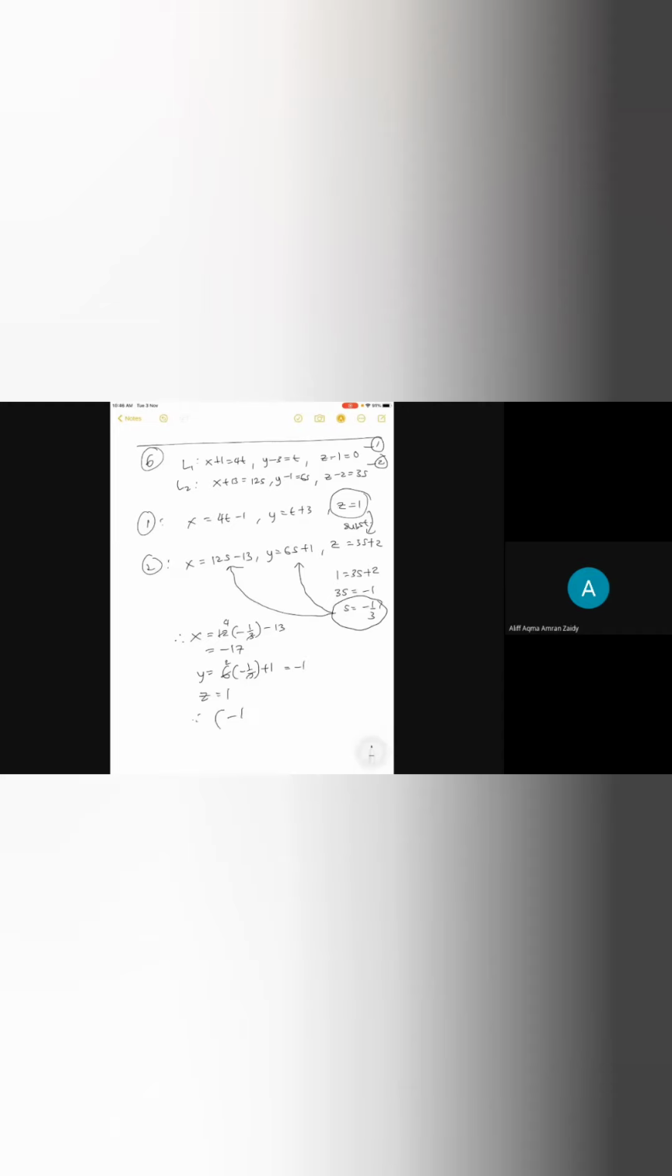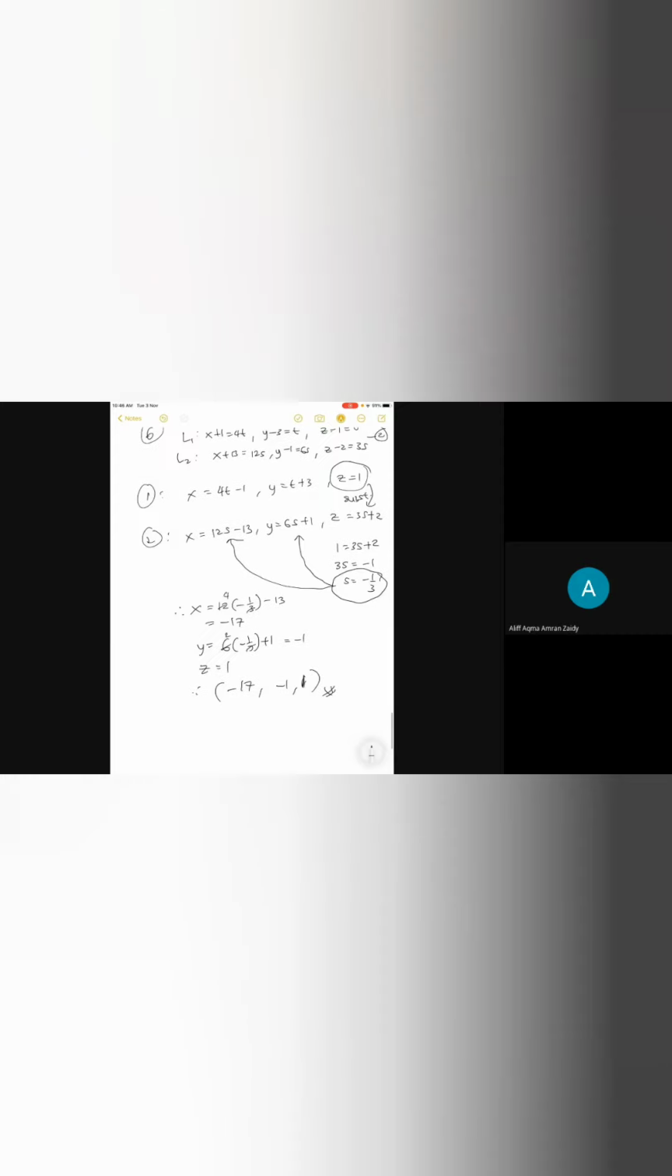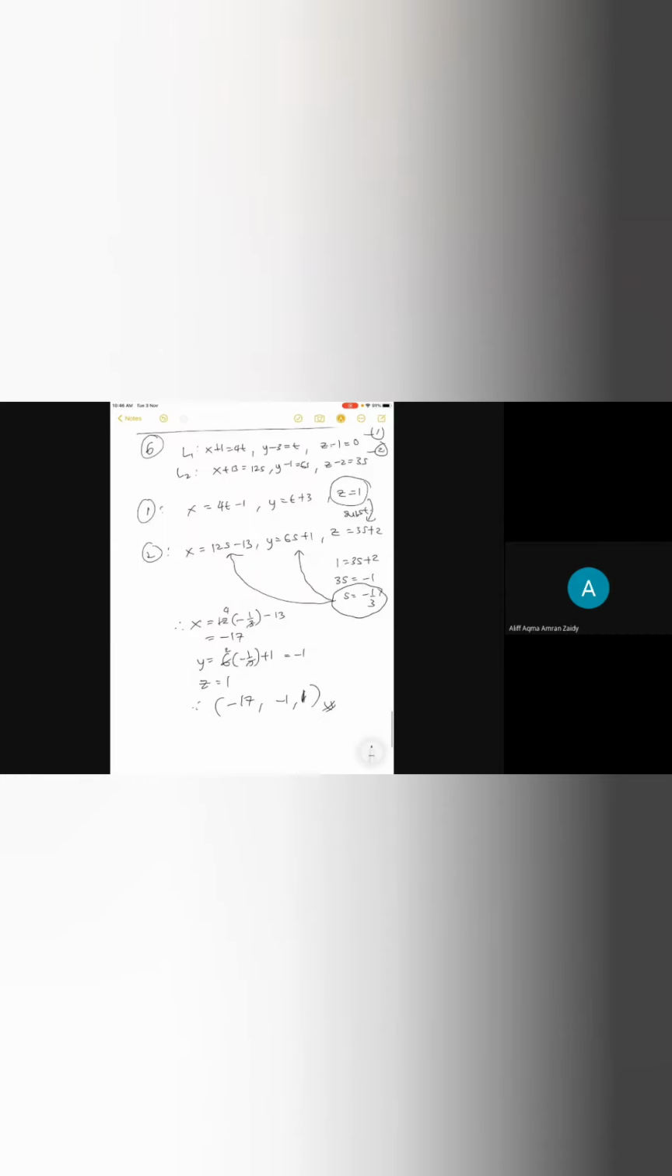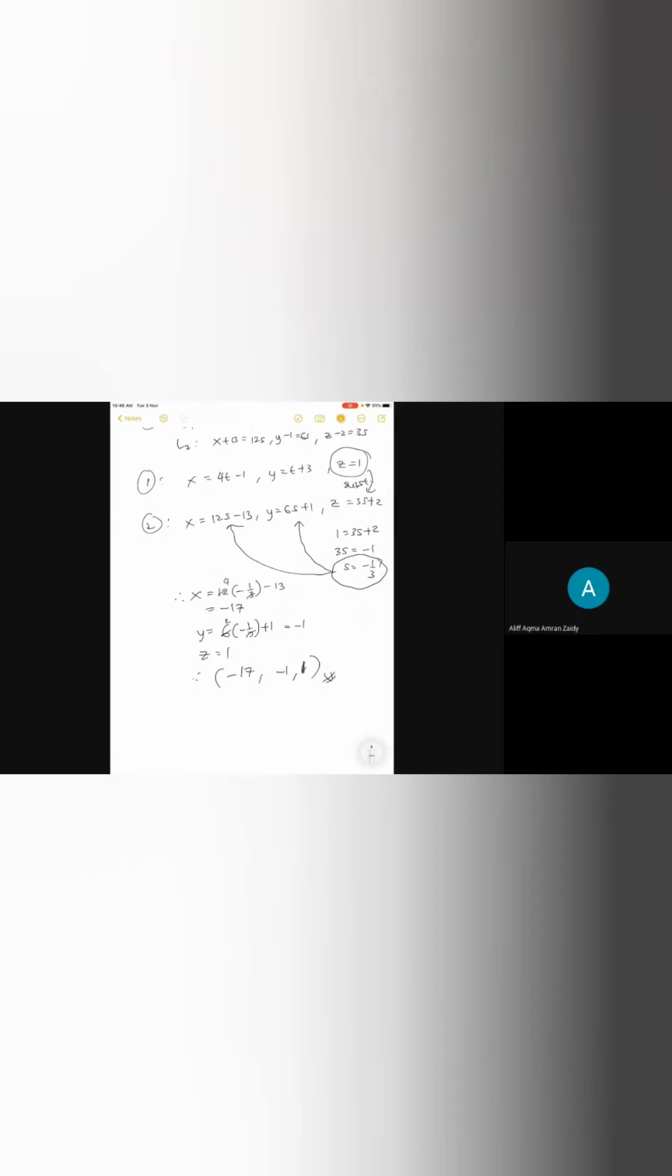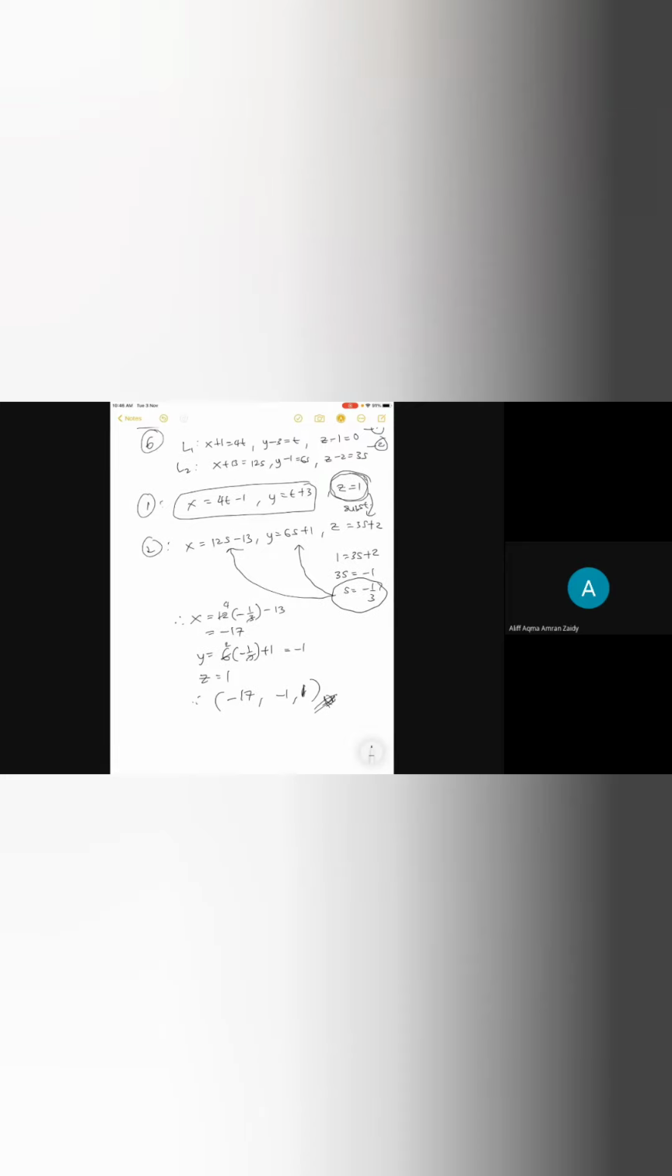Okay, so the point of intersection is -17, -1 and 1. Okay, so you tengok kat sini, you tak guna pun benda dua ni. Okay, sebab you dah directly dapat jawapan based on this Z equals to 1. Okay, kalau you nak guna pun boleh juga, tapi dia akan memanjangkan lagi kerja awak lah.